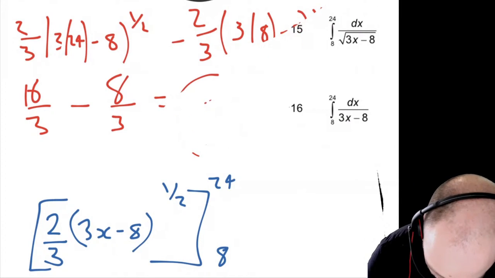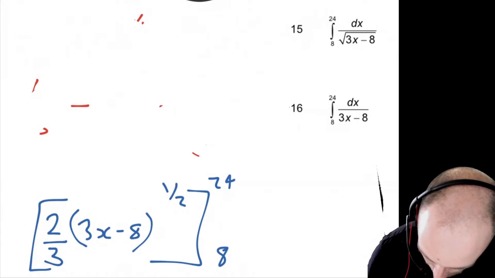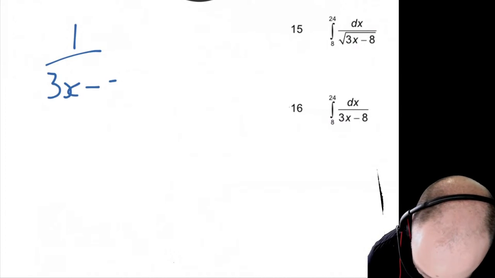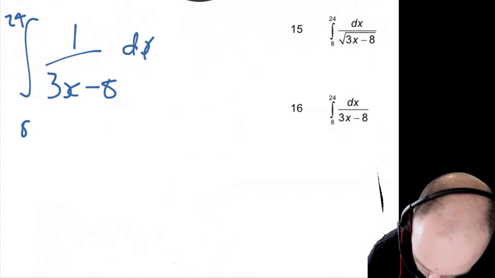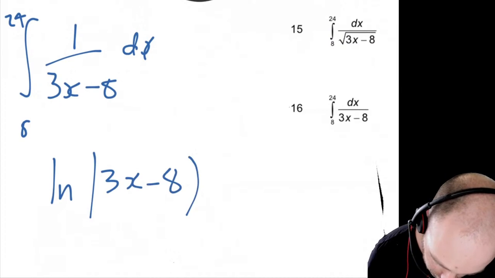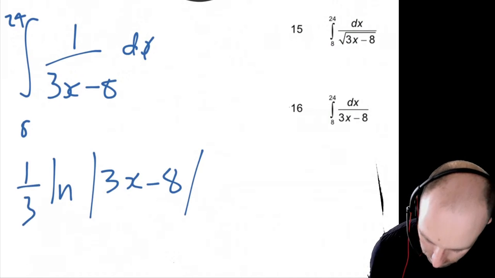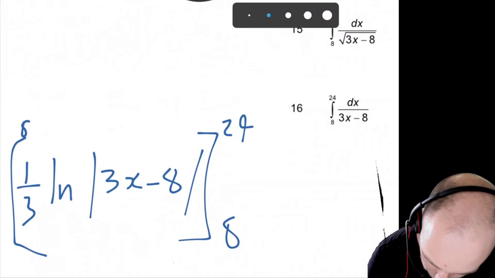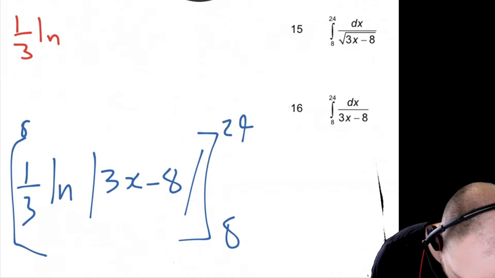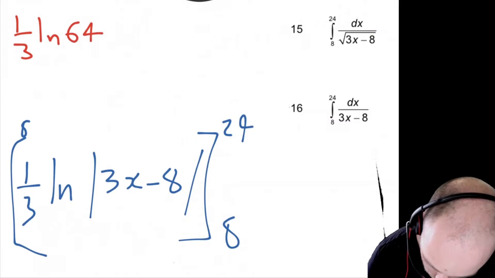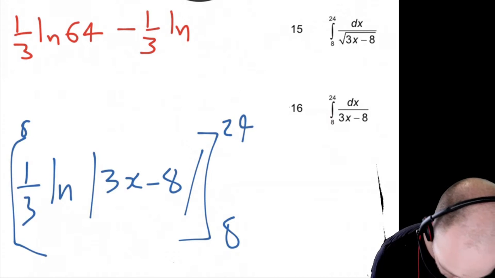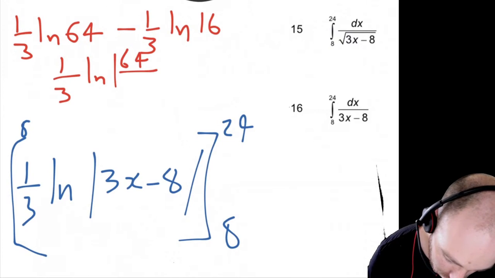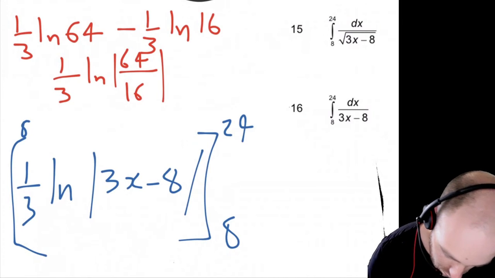The second one is an ln one because it's power one on the bottom. So we've got 1 over 3x take 8, from 8 to 24, dx, which leaves me with ln (3x take 8). We need to take out a third. Let me put in 24 and 8. So we're going to get 1 third ln 64 minus 1 third ln 16, which we can say is a third ln 64 over 16, which is a third ln 4.